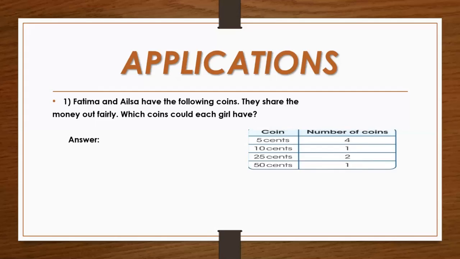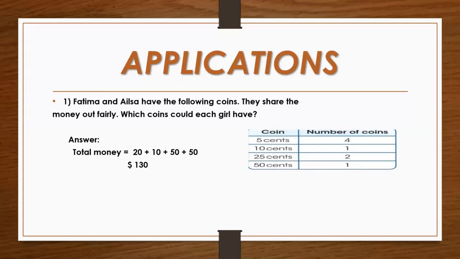And they have 2 coins of 25 cents. So 25 multiplied by 2 is 50. And the last one is 1 coin of 50 cents. So that is 50 cents. So now we found how many cents each type of coin gives, and the total amount. Now we are going to find the total money that Fatima and Elsa have, by summing up 4 coins of 5 cents plus 1 coin of 10 cents plus 2 coins of 25 cents plus 1 coin of 50 cents. That is 20 plus 10 plus 50 plus 50, which gives you a total of 130 cents.